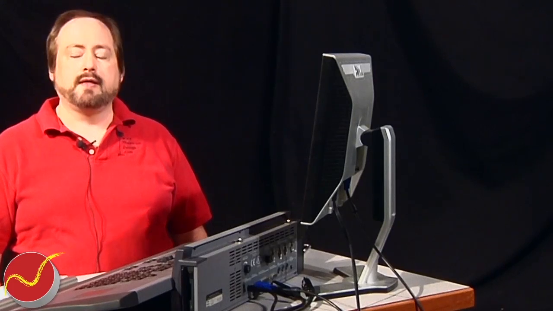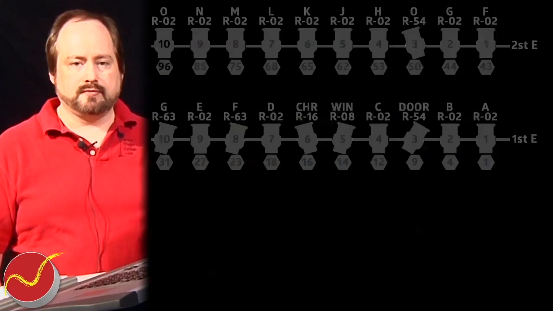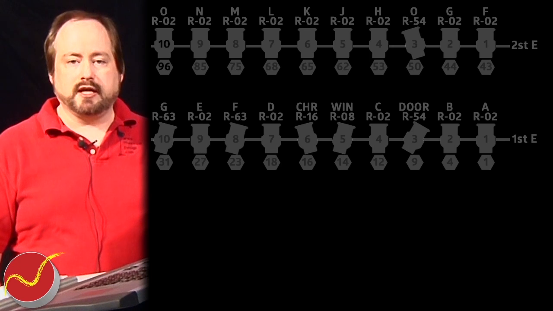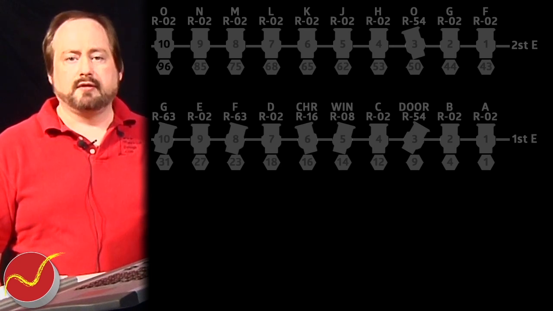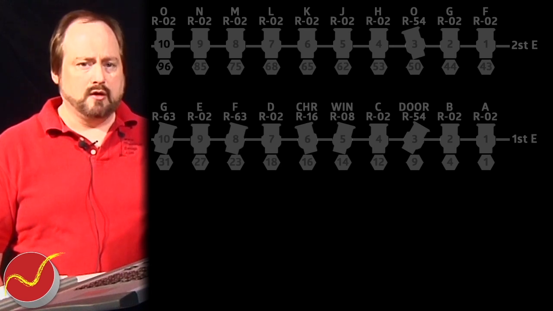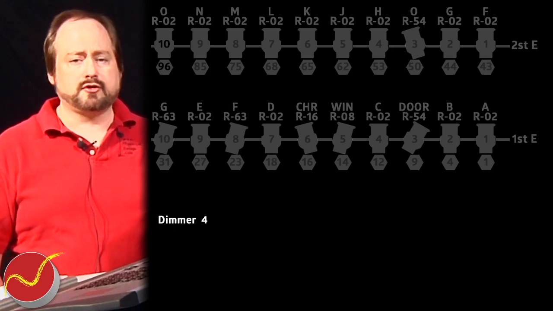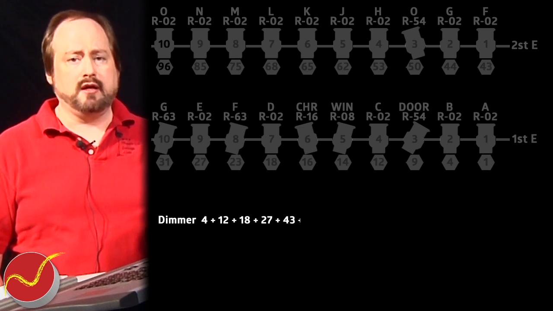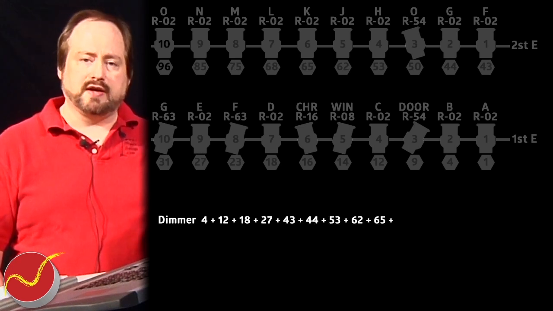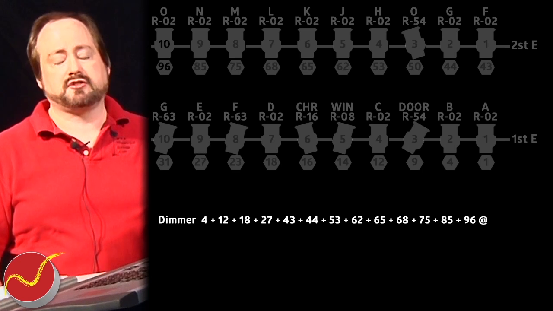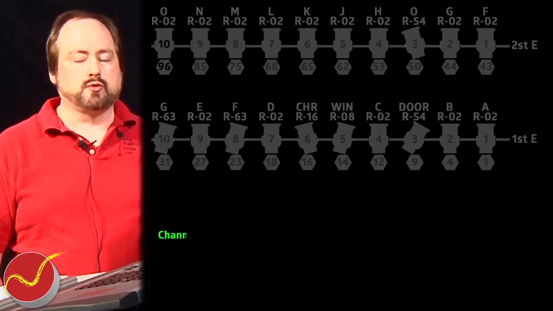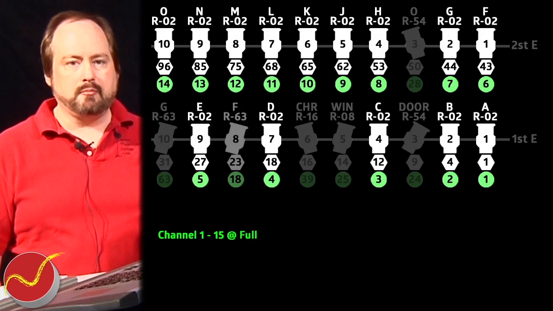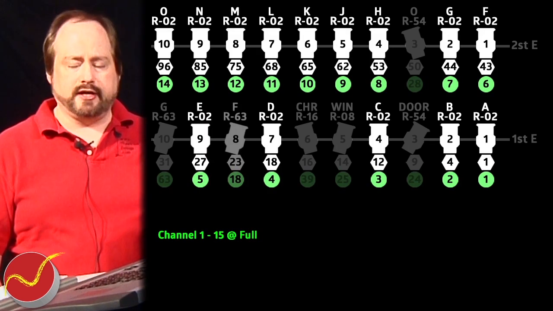Even individual instruments are typically patched into channel controls that are easier for designers to manage. For example, if we were to leave the straight-on front light in this show as the dimmers that they were plugged into, to bring up a wash of all of the front light, we would have to call out dimmers 1, 4, 12, 18, 27, 43, 44, 53, 62, 65, 68, 75, 85, and 96 to full. By rearranging their control through channels, we can simply bring up channels 1 through 15 at full. Easier to remember, less buttons to press, and faster to implement.